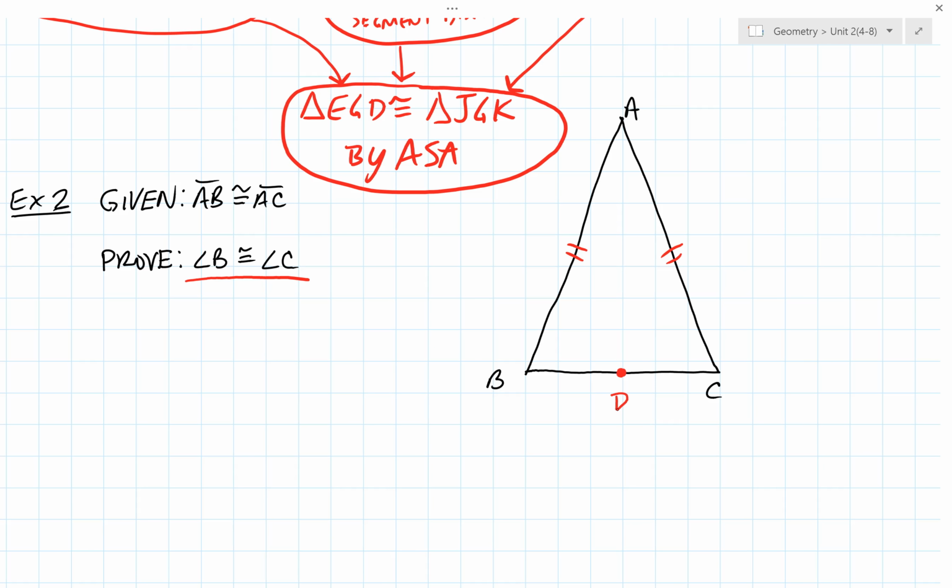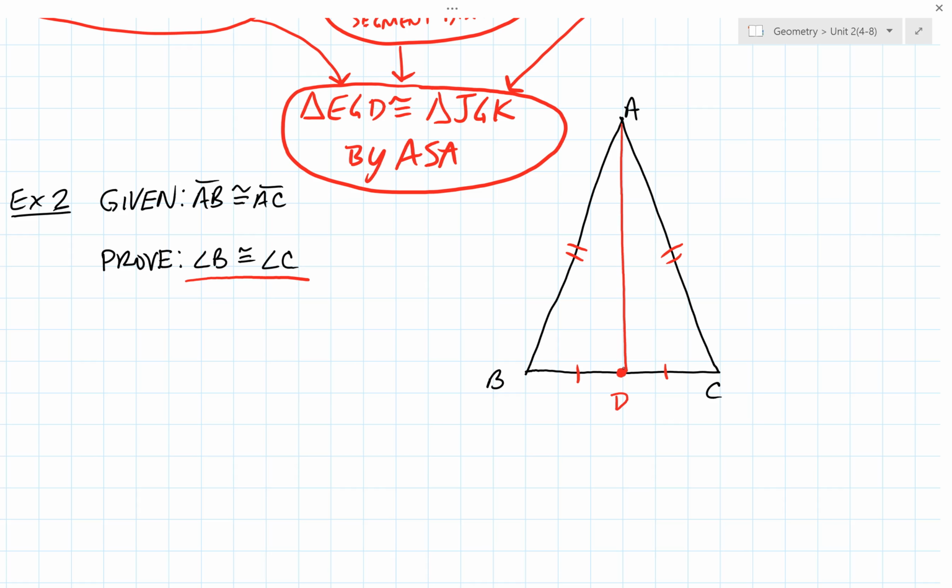And since D is the midpoint, then those two pieces would have to be the same. BD and DC would have to be congruent. And then that allows us to draw a segment from A to D. And is there anything else we can mark now?